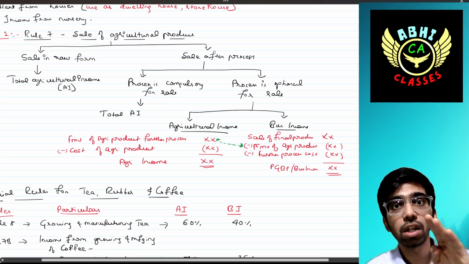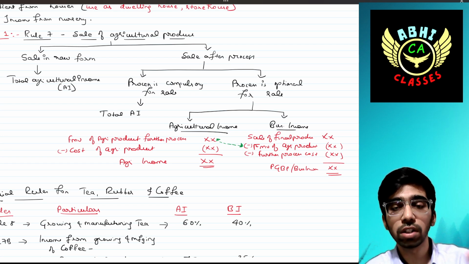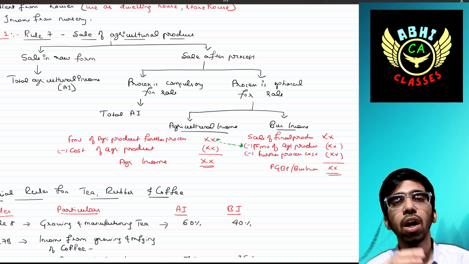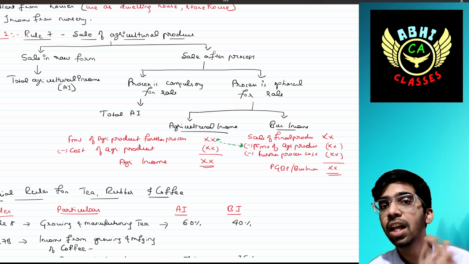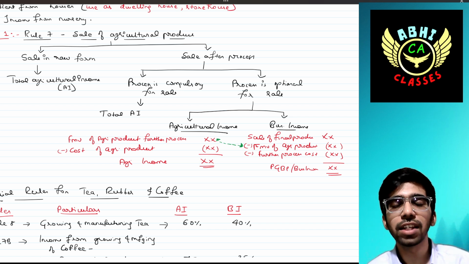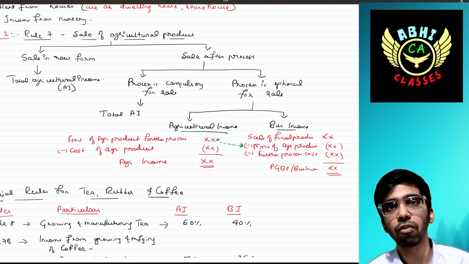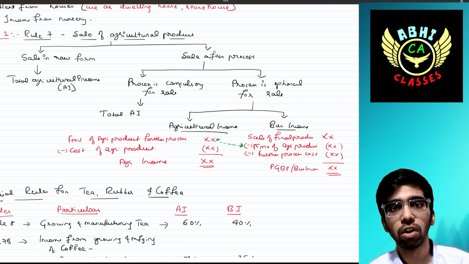If the process is optional for sale, for example cutting of the potatoes for the manufacturing of potato chips, Lays, Kurkures, etc., that process is optional, right? If there is an option to sell that agriculture produce in the normal form, then it is called optional for sale. Then we have to categorize that income into agriculture income and business income. Understood?